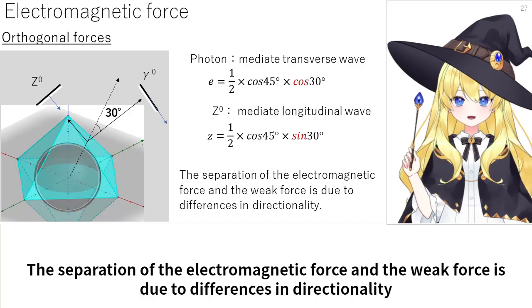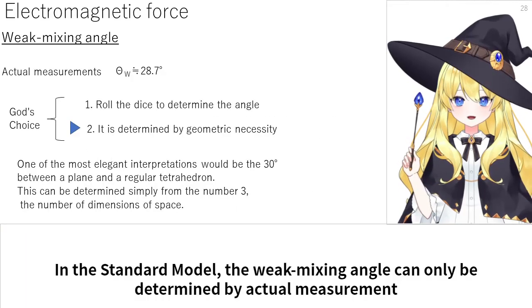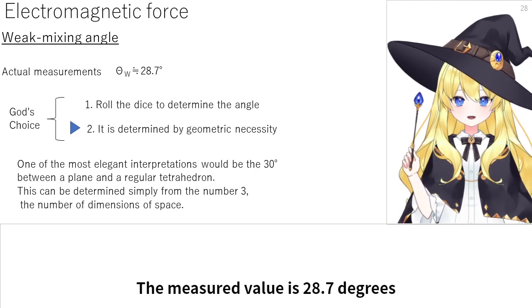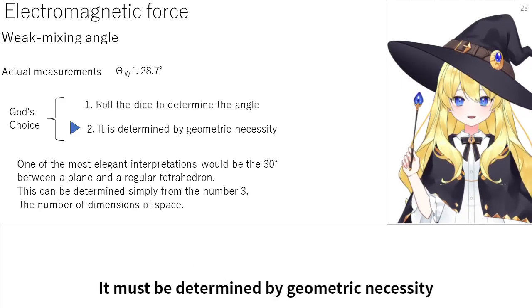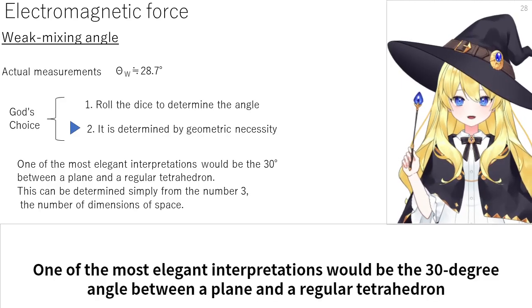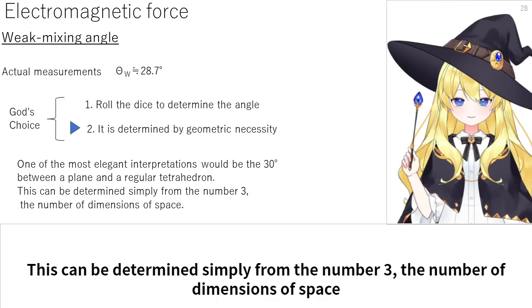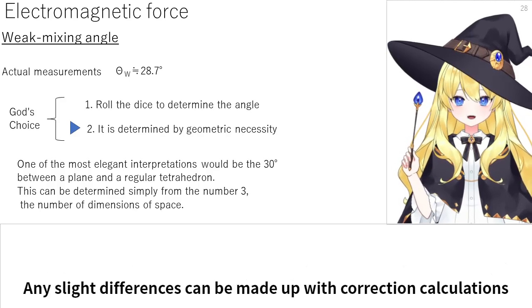The separation of the electromagnetic force and the weak force is due to differences in directionality. In the standard model, the weak mixing angle can only be determined by actual measurement. The measured value is 28.7 degrees. Was this decided by God rolling dice? That interpretation simply means giving up on a scientific explanation. It must be determined by geometric necessity. One of the most elegant interpretations would be the 30-degree angle between a plane and a regular tetrahedron. This can be determined simply from the number 3, the number of dimensions of space. Any slight differences can be made up with correction calculations.